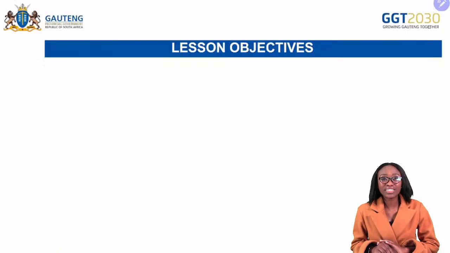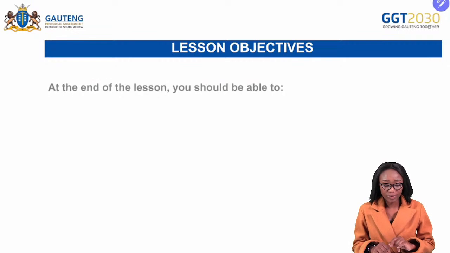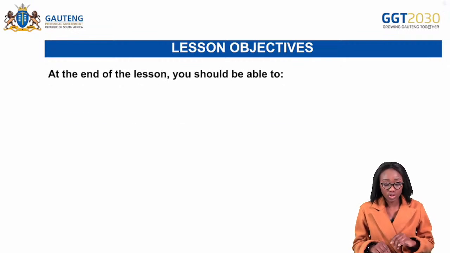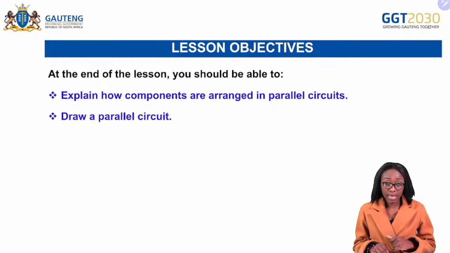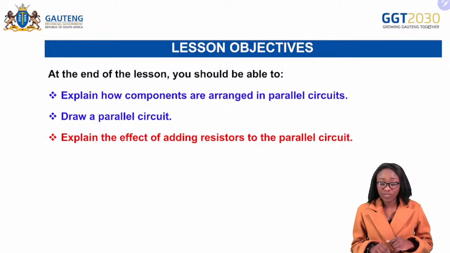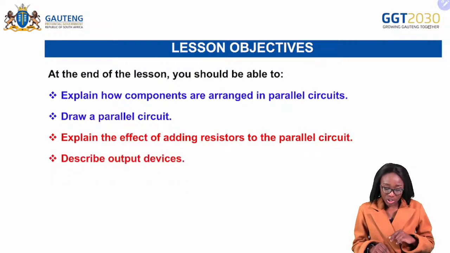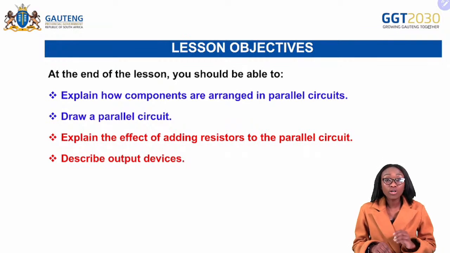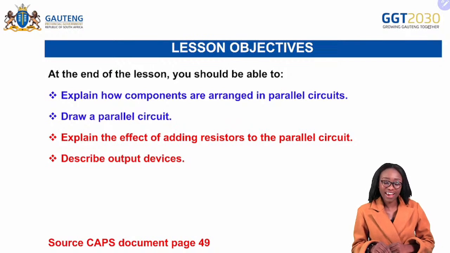Now let's look at today's lesson objectives. These are the goals that we aim to achieve by the end of today's lesson. At the end of today's lesson, you should be able to explain how components are arranged in parallel circuits, draw a parallel circuit, explain the effect of adding resistors to a parallel circuit, and describe output devices. All of this is sourced from your CAPS document on page 49.